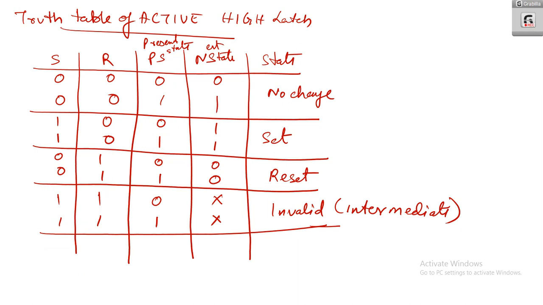When set is equal to 0 and reset is equal to 0, whatever is in the present state you will get in the next state also. That means no change. If set is equal to 1, the next state will be 1, and if set is equal to 0 and reset is equal to 1, the next state will be 0. That is a reset. And if S is equal to 1 and R is equal to 1, we cannot predict which state it will go to. That is known as invalid. So that is regarding the active high latch.